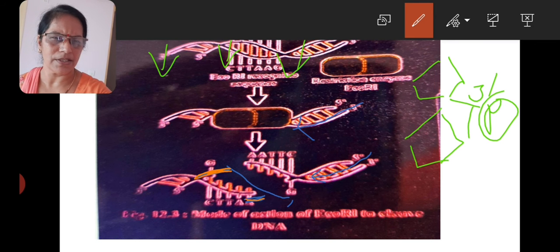This is the sticky strand. This sticky strand is produced. Why is it called the sticky strand? Because at these strands the strand of foreign DNA gets attached during the formation of recombinant DNA. That's why it is called the sticky strand.